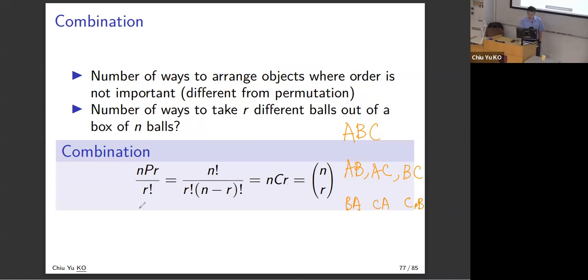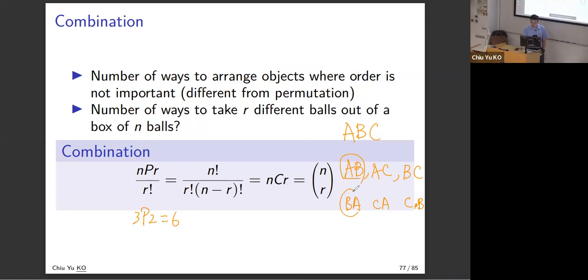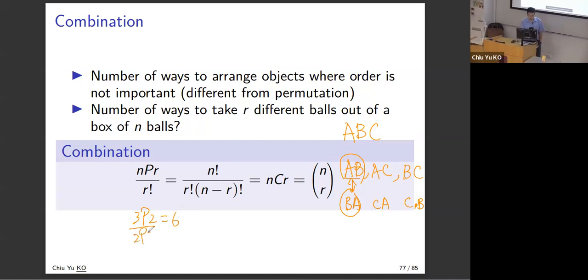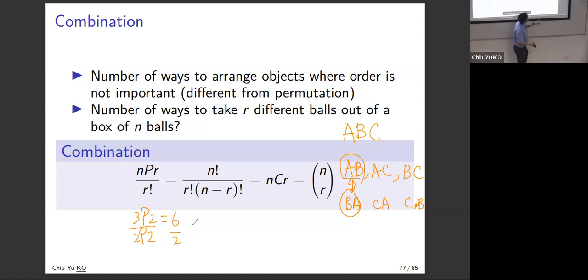So if you have 3P2, which is 6, you have to divide for each combination, right? For each one, you have 2 ways to do it. So you divide by 2P2, which is actually 2 factorial, so just 2. That's why you only end up with 3. Because for each one you choose, you can reverse it, right? So that's double counting. That's why you have to divide by r factorial. That is the nCr. So let's make an example to do it.